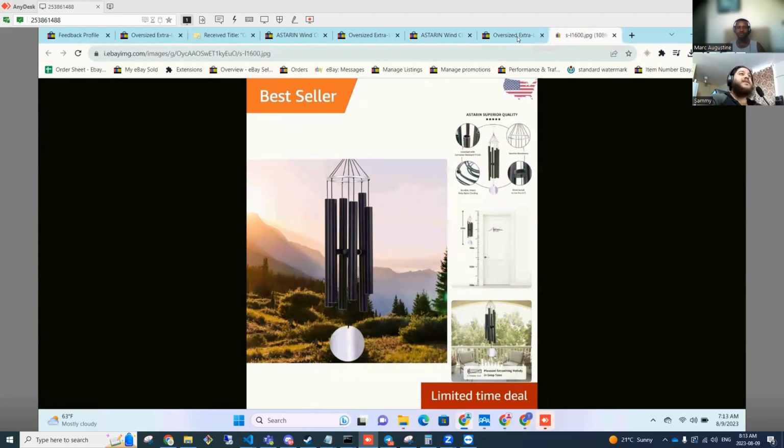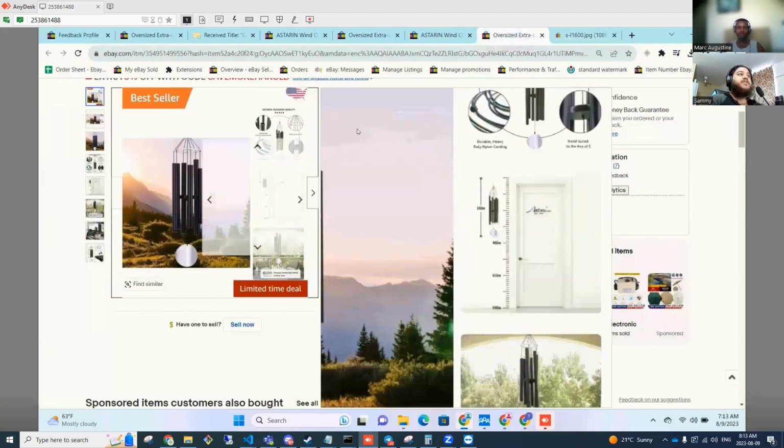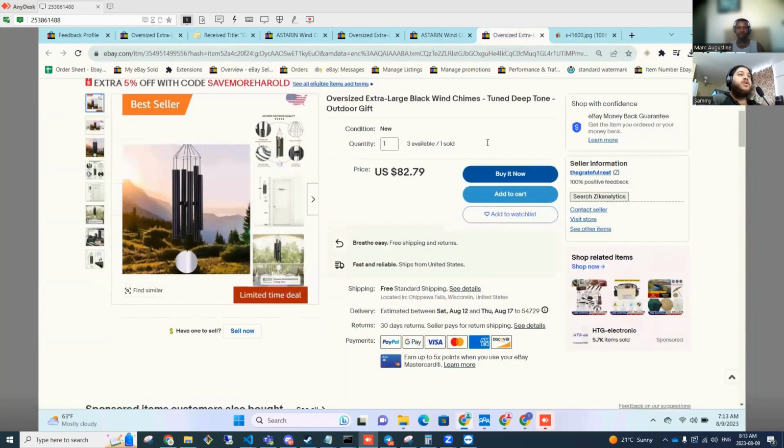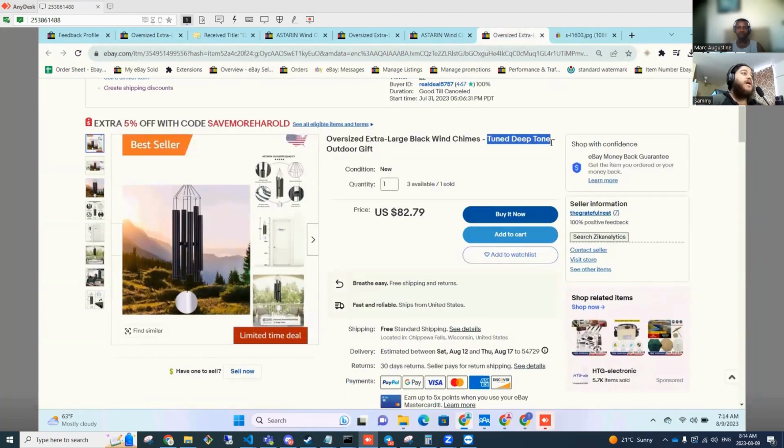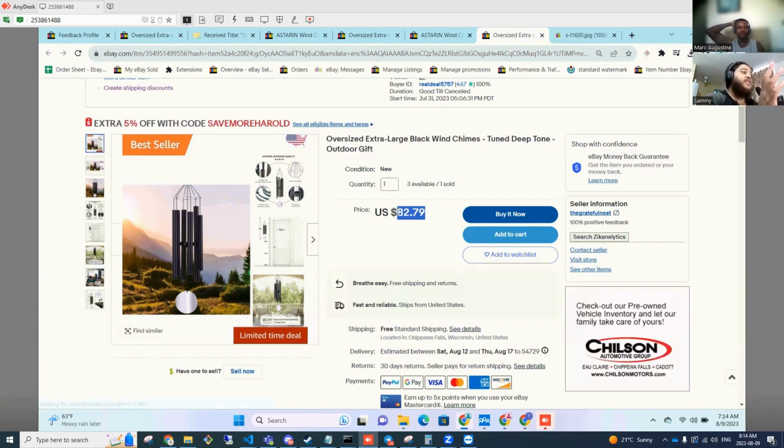For example, let's say we're using the words tuned deep tone, perhaps outdoor gifts. These parts are resonating with the buyer to justify the price. The only time you can use these titles to price the items higher is if you find passion items. And with those passion items, if you have a great title, you're gonna be able to sell it.